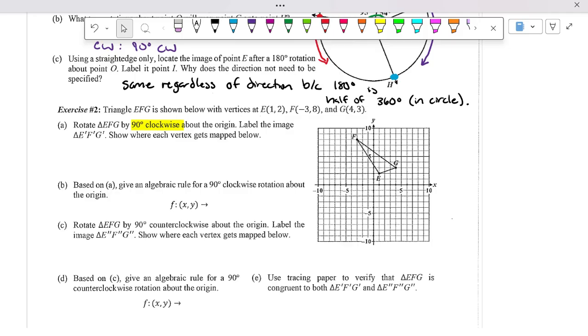All right. And then F should end up right here. Right here. So that's 90 degrees away from F. So what's that point? So F ends up right here. So what is that? 8, 3. All right. So F prime ends up at 8, 3.